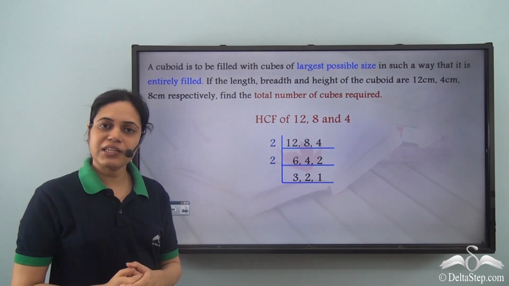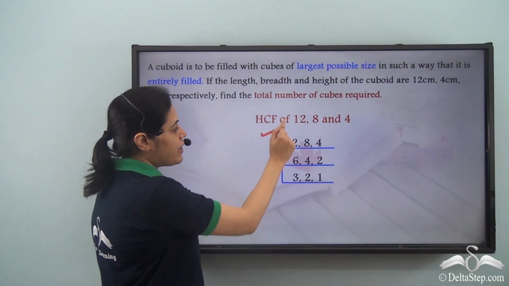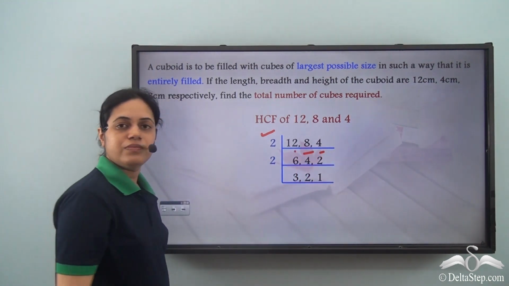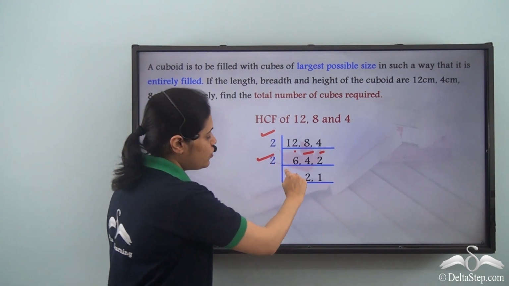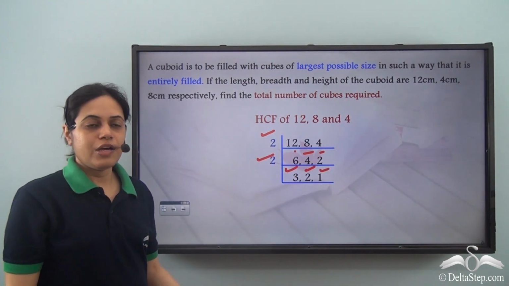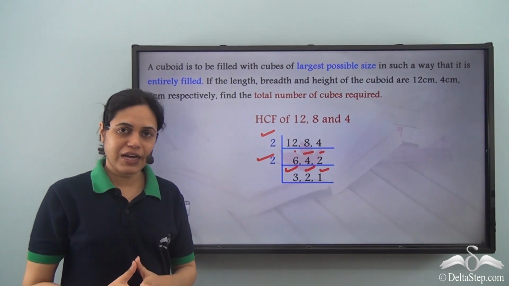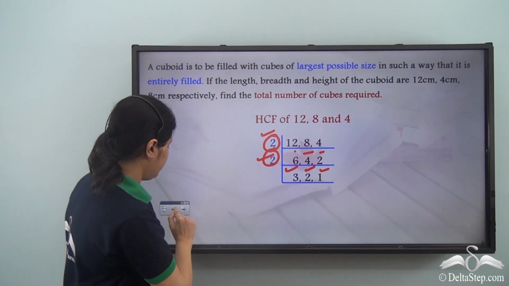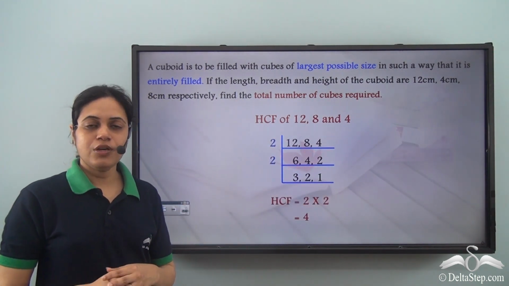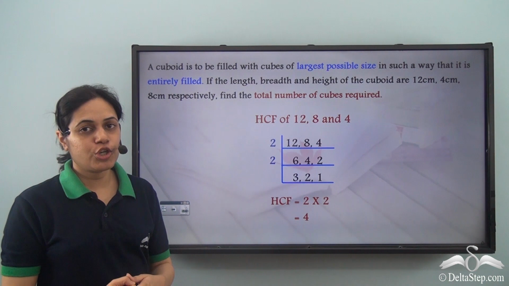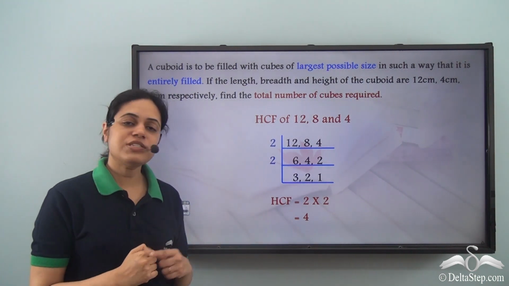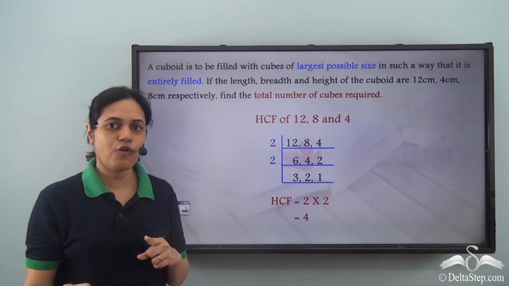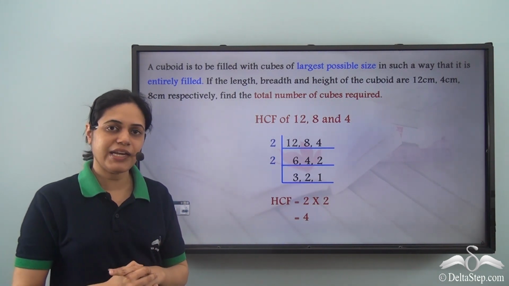So this is how I can find the HCF. First I divide by 2 to get 6, 4 and 2. Once again I divide by 2 to get 3, 2 and 1. Now there is no other common prime factor, so I stop. So the HCF is 2 into 2, which is 4. So the dimension of the cube tiles is 4 centimeter. That is, the cube tile will be 4 centimeter length, 4 centimeter breadth and 4 centimeter height.